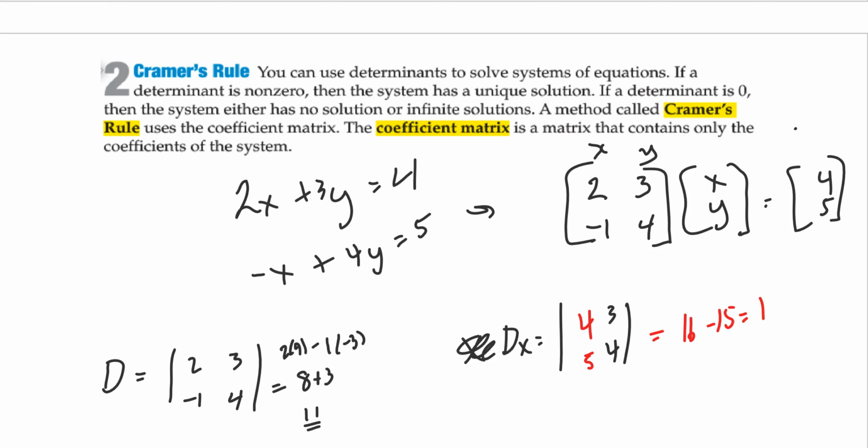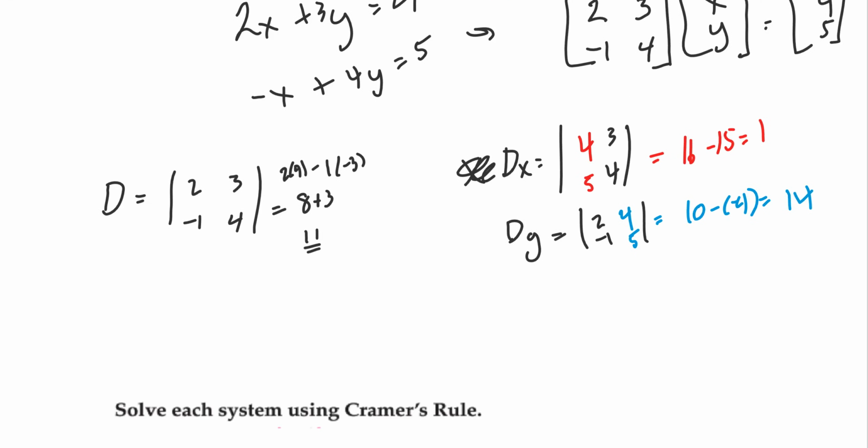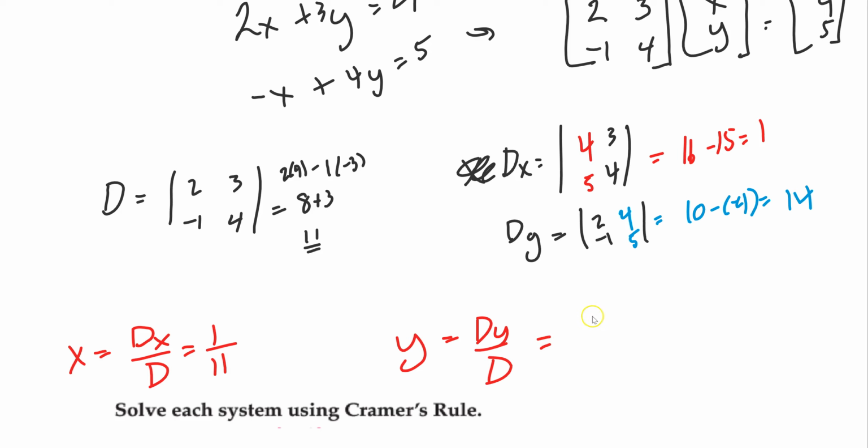Now we're going to do the same thing for dy. We're going to switch the y column with the answer column. So my y column is going to be 4, 5 now, and then down minus up, so 10 minus negative 4, so I get 14. And now, what's the final part of Cramer's rule? Very simple. If you want to find x, it's just dx over the determinant. If you want to find y, it's just dy over the determinant. So our x is going to be 1 over 11, and our y is going to be 14 over 11. And that's the answer. That's Cramer's rule.